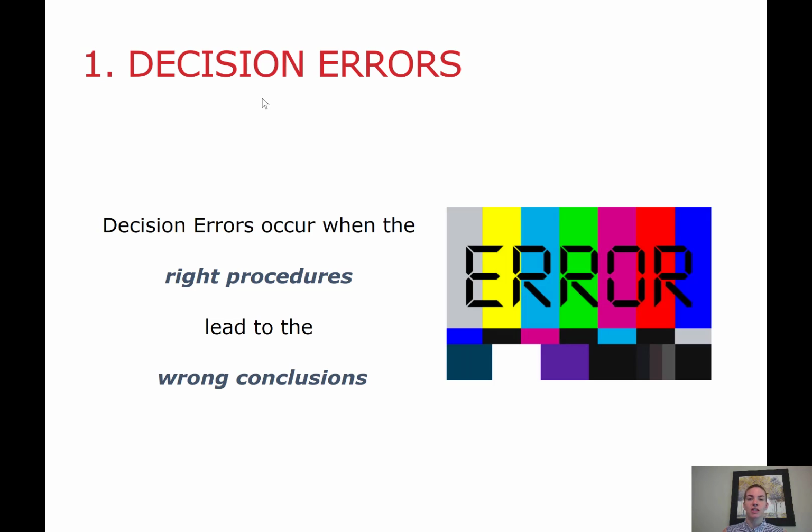Let's start with decision errors. Decision errors occur when we go through the steps of hypothesis testing correctly. We do everything correctly, but we get the wrong conclusion.